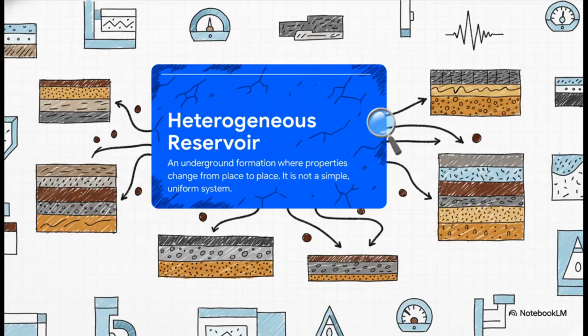Okay, so first things first, let's get a handle on our crime scene. It's called a heterogeneous reservoir. Yeah, I know, it sounds super technical, but all it really means is that the rock isn't the same everywhere. It's more like a patchwork of different zones, which makes figuring out how oil is going to flow incredibly tricky.